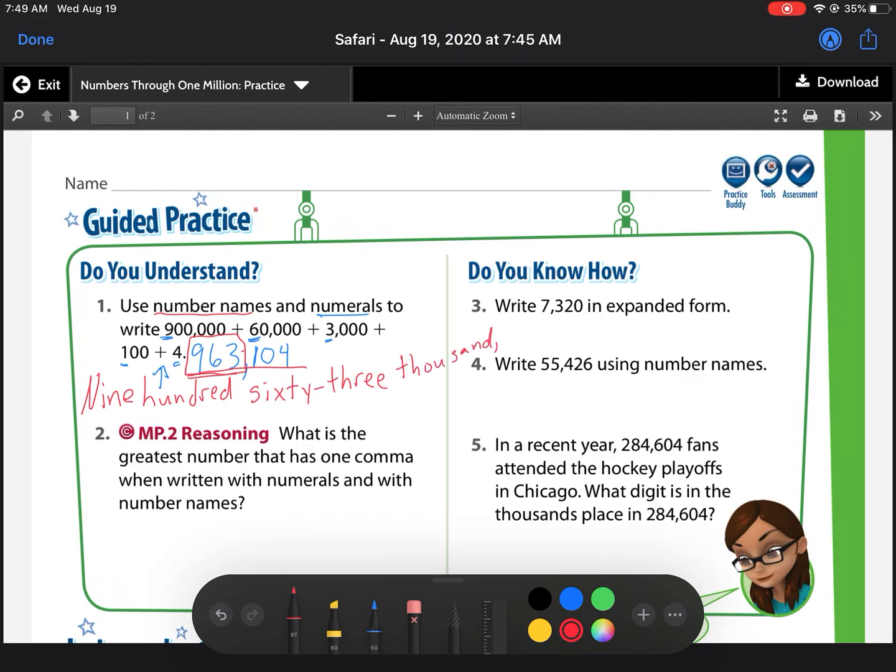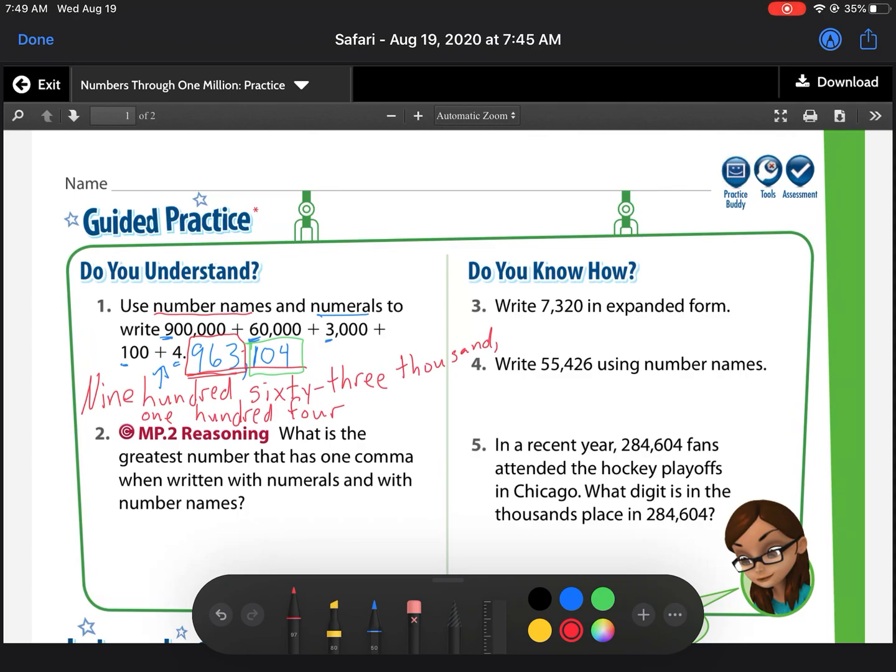And now I say this next grouping. So this next grouping, what is that? Well, that is a 100. There's no tens, so it's just 104. Some people might say 104, and that is okay as well. So that is my number name.